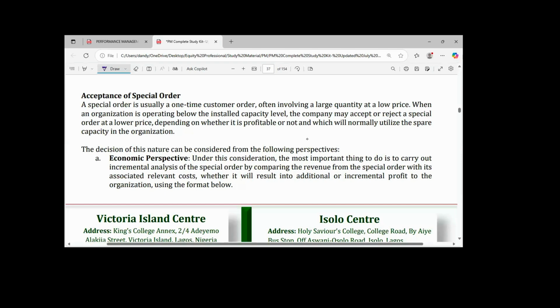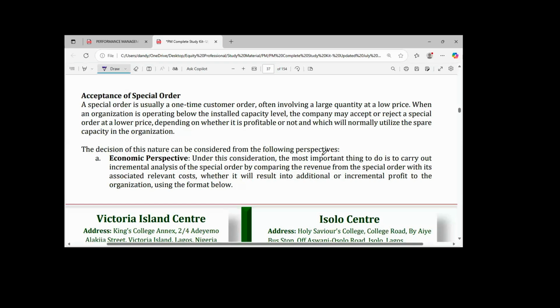Remember what I said: as far as special order is concerned, the company is currently operating below the installed capacity level. Then two, the price to be quoted for the special order is usually below the company's quoted market price for its products. Another thing you need to take into consideration is that the company will make use of that spare capacity because it's a one-time order. All right, so that is that.